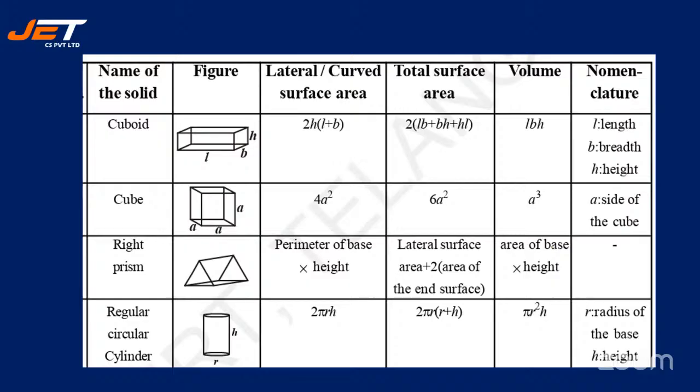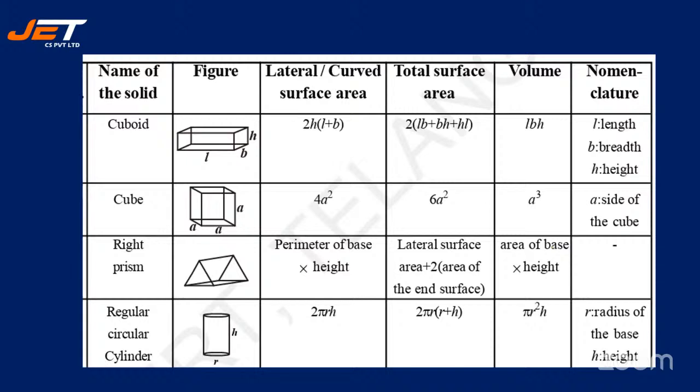Now let's move on to the cube. You would have seen the figure of the cube. Beautifully, the diagram is given, differentiating between the cuboid, the cube and the other solids. What is the curved surface area or lateral surface area of the cube? It is 4a squared. For total surface area, it is 6a squared. And the volume of the cube is a cubed. So what is a? a is nothing but the side of the cube. Now let's move on to the prism.